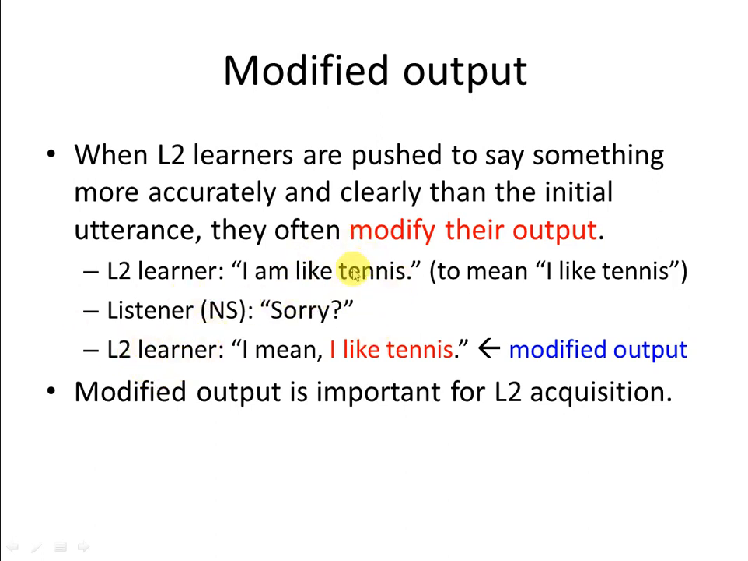So this utterance may be a little bit difficult to comprehend, and the listener says sorry, and in response to this, the learner says, "I mean, I like tennis." So here the learner has modified his or her utterance. So this is modified output. Modified output is critical for second language acquisition. It's necessary for second language acquisition to take place, and for the learner to take advantage of this opportunity.